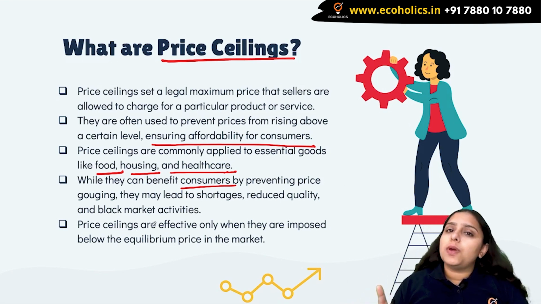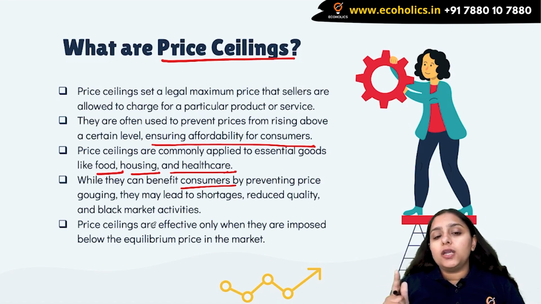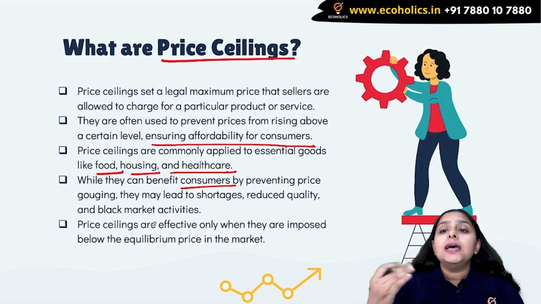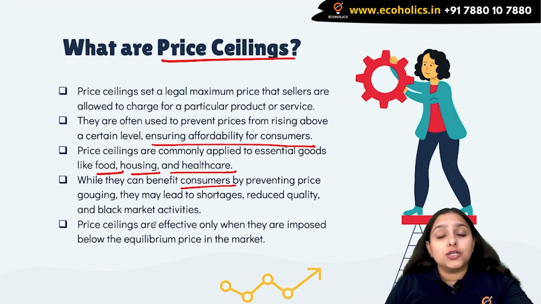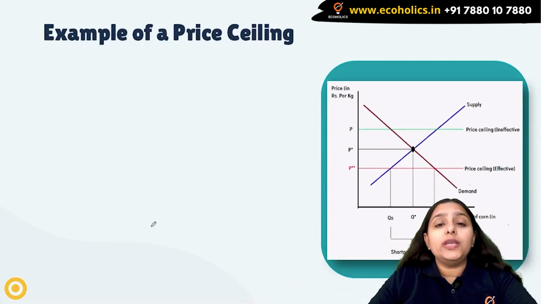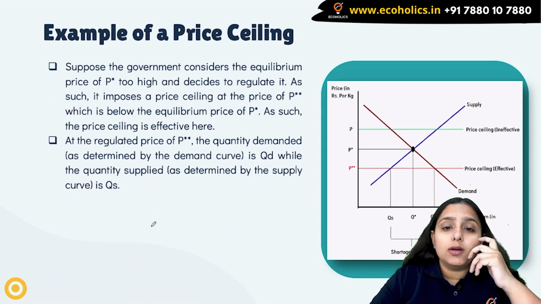And always remember one thing: price ceilings will be effective if and only if they are imposed below the equilibrium price. If the government has to impose a maximum price, that has to be below the level of the market price. Because if the price ceiling is over and above the market price, people would be happy to purchase the good at the equilibrium price rather than at the ceiling price. Now let's understand this through an example. Why do we need the price ceiling to be below the equilibrium price and not above?